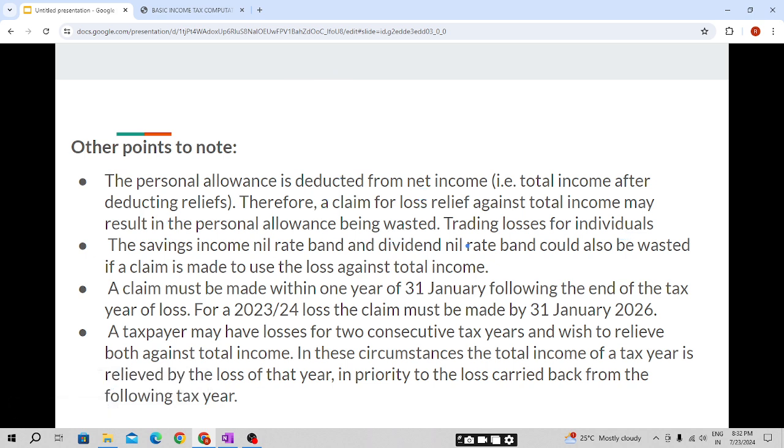So students, we have seen here that the personal allowance is deducted from trading income. And students, if the loss relief is claimed before the net income, this will lead to the wastage of our personal allowance.